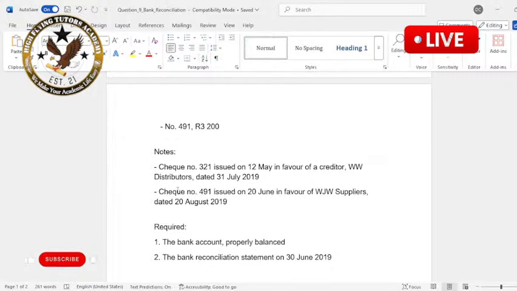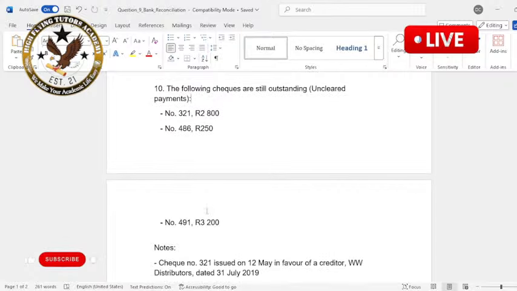Distributors, debited 31st July 2019. Check number 491 issued on the 20th of June in favor of WJW Suppliers. So they're just indicating to you these checks, what these checks were for, and who we were paying when we distribute or maybe make payments for these checks that are uncleared.